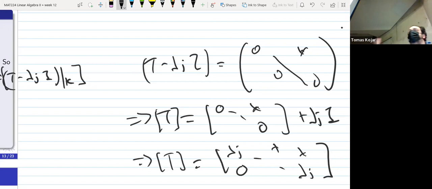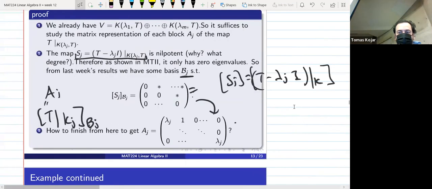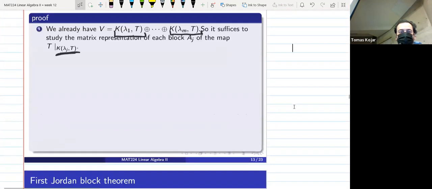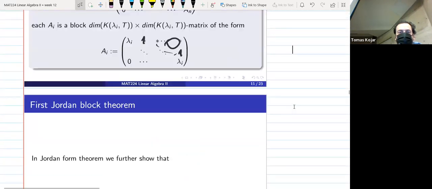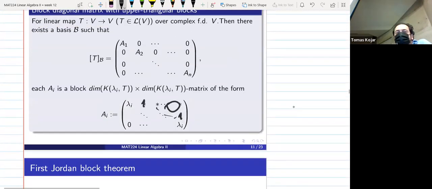No, this is like for Friday. We're just proving that you can write it in the following form. So the result we just got here says that you can write T in almost Jordan form.